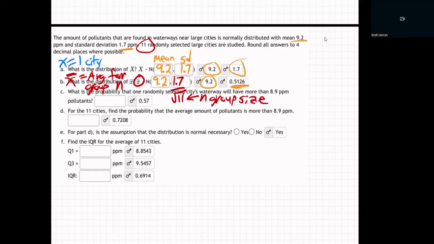Okay, let's go on to question C. There's A and B. Let's go on to C. C says, what is the probability that one randomly selected city's waterways will have more than 8.9 parts per million? So more than 8.9 parts per million.